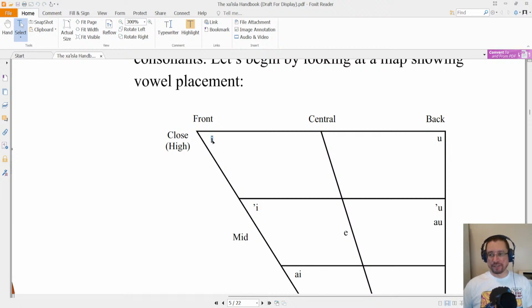It can make another sound that we'll look at a little bit later on. But when you see a regular I, more often than not, it's going to sound like E. And then back here we have the letter U. In this position, it sounds like ooh, ooh.